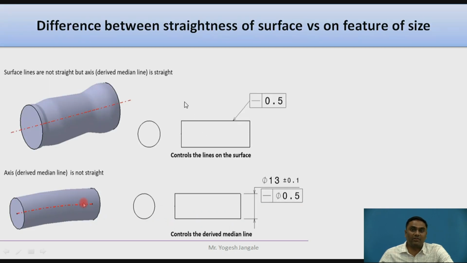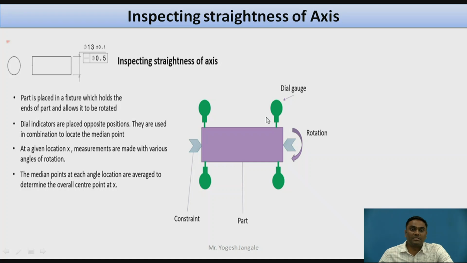So, the difference between straightness of a surface and a feature of size is simply this. You can see the surface lines are not straight but the axis is straight. In that case it is generally used. In the second case, the axis derived median line is not straight, and you can see the straightness symbol is given to the upper edge over here, and the GD&T symbol is given to the dimension itself. This is the basic difference. Again, this phi indicates a dimensional tolerance, which is nothing but a linear tolerance. Inspecting straightness of an axis is again measured with the help of dial gauges in this way.